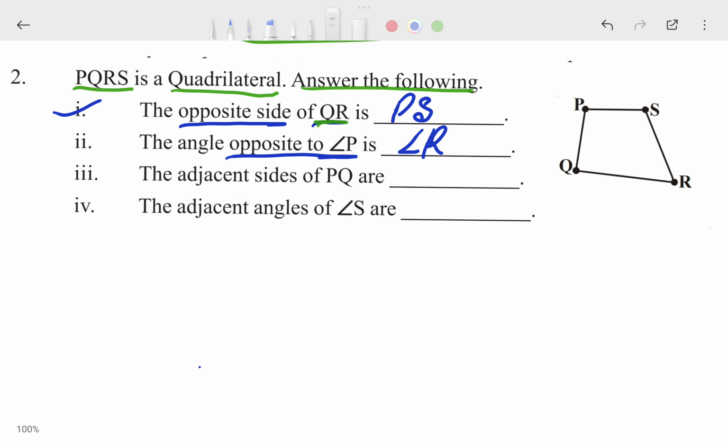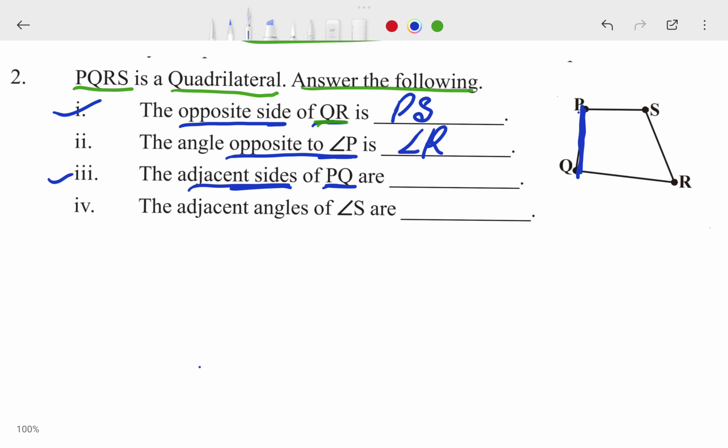Now let's talk about question number three. Question number three is asking for the adjacent side of P and Q. So where are P and Q? If you see, this is the P and this is Q. We have to find the adjacent side, not the opposite. We have to find the adjacent side.